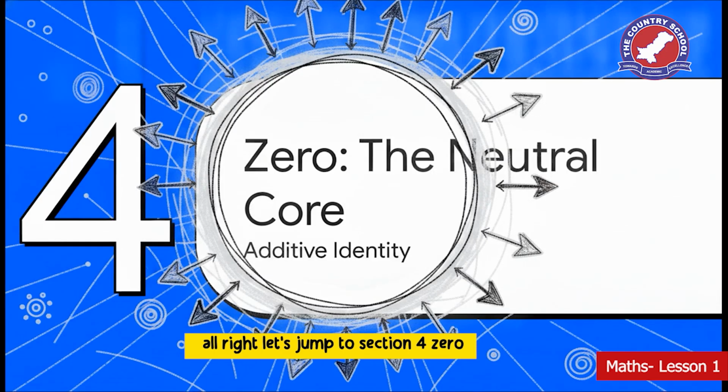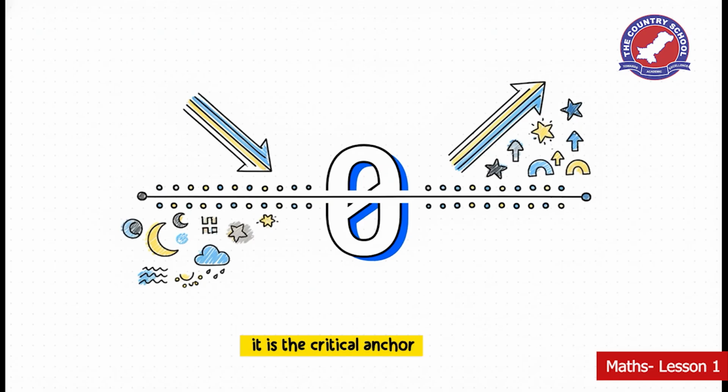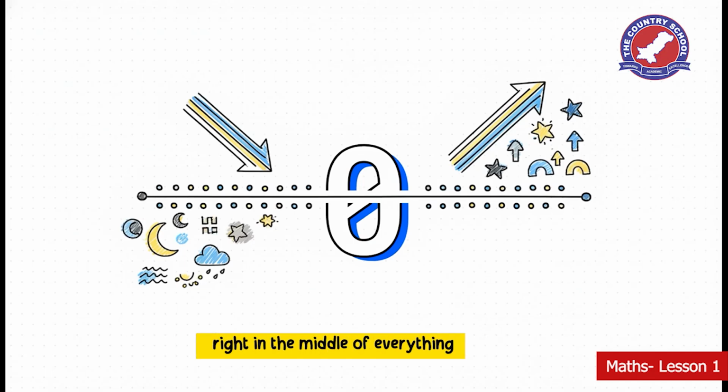All right, let's jump to section 4, 0, the neutral core, and the additive identity. Now, before we bring this whole family tree together, 0 really deserves its own dramatic spotlight. It is the critical anchor for all the number sets we've talked about so far. Think about it. Positive numbers are greater than 0, and negative numbers are less than 0. Therefore, 0 itself is the only integer that is neither positive nor negative. It sits perfectly balanced right in the middle of everything.